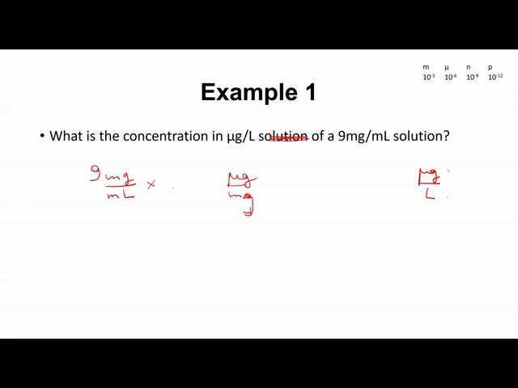So now the question is, how many micrograms do you have in 1 milligram? Micrograms, 10 to the minus 6, milligrams, 10 to the minus 3. Micrograms are smaller, so you'll have 1,000 micrograms in 1 milligram. First one is done. So these milligrams have been converted to micrograms by doing that.